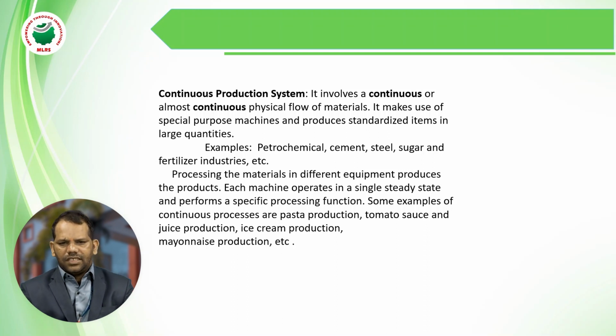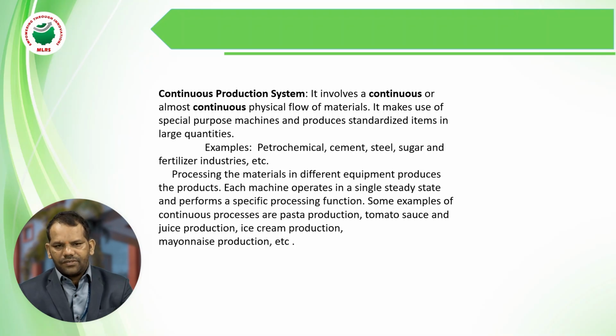So chips are also one of the best production units in the market. The largest scale of quantity we require, we automatically input into the system. Then only the system will take the signal from the operator. Then only can we produce the goods and services. So processing is the material and different equipment producing the products. Each machine operates in a single steady state and performs a specific processing function.